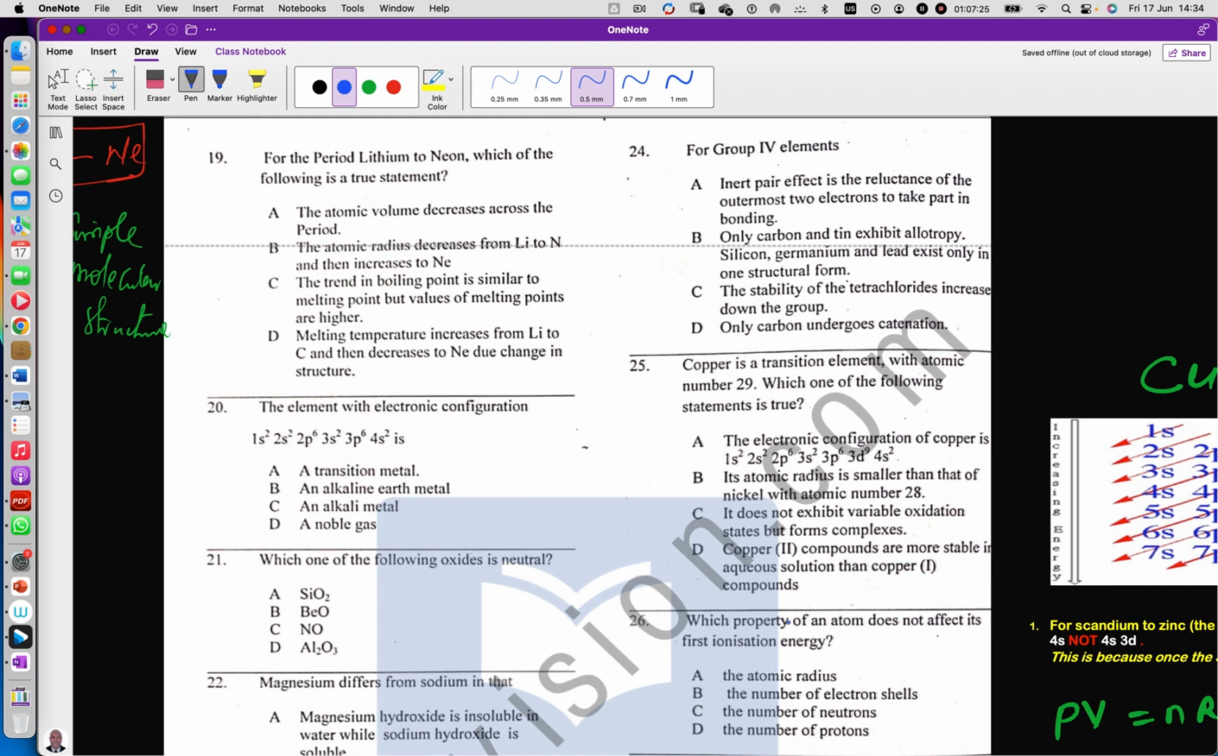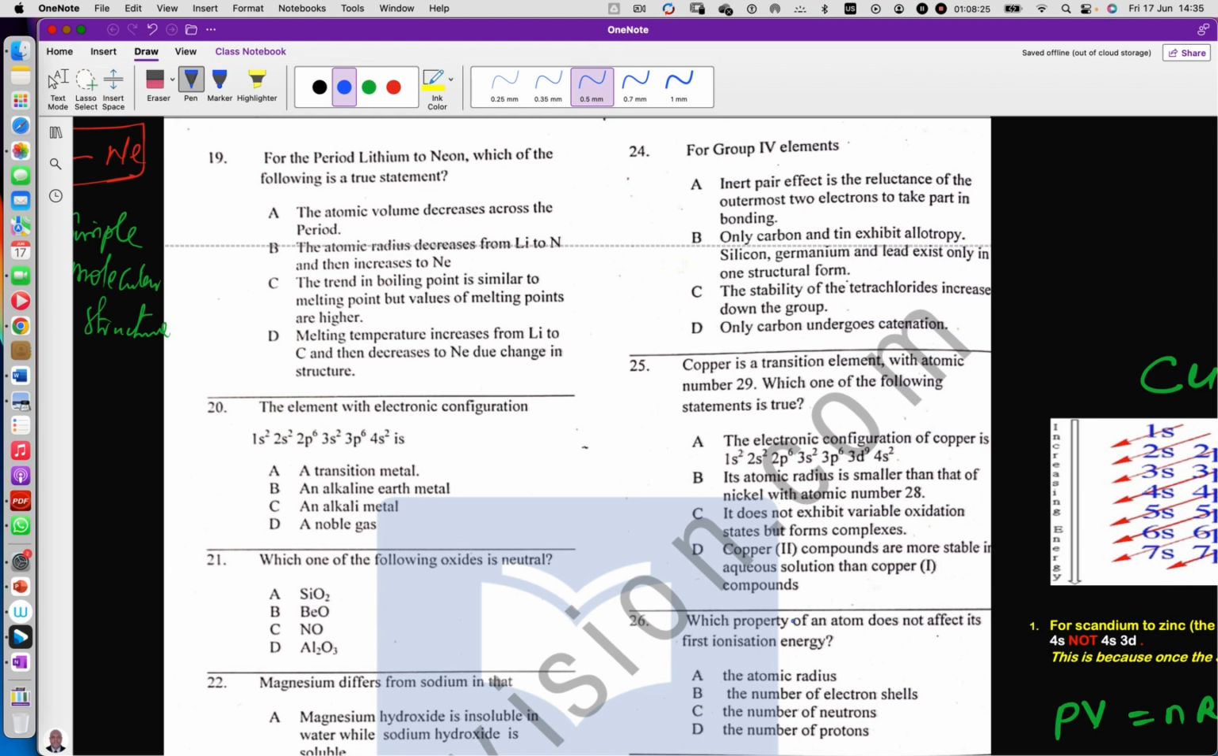C. The trend in boiling point is similar to melting point, but values of melting point are higher. That one is not good. D. The melting temperature increases from lithium to carbon, and then decreases to neon due to change in structure. Yes. As you move across the period, we are moving from giant metallic structures that have metallic bonds. Then we get to group 14, that has to do with carbon, silicon. They have giant molecular structure.